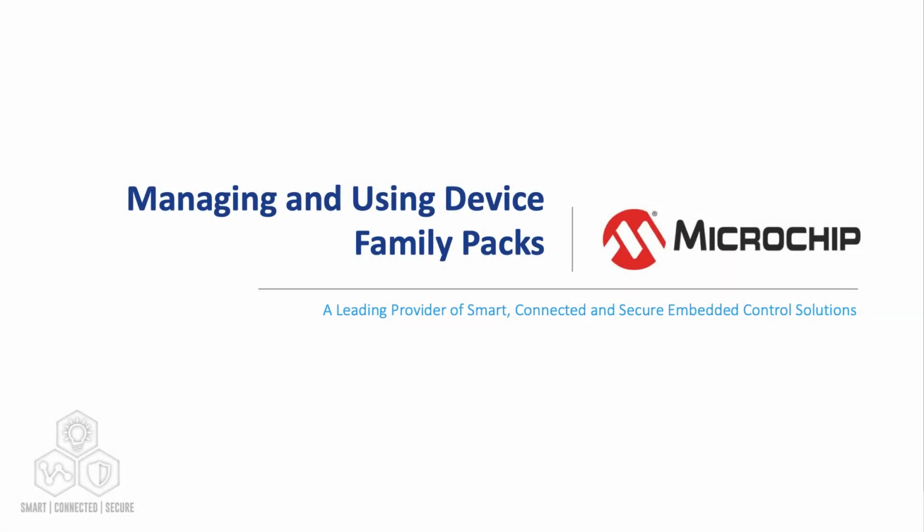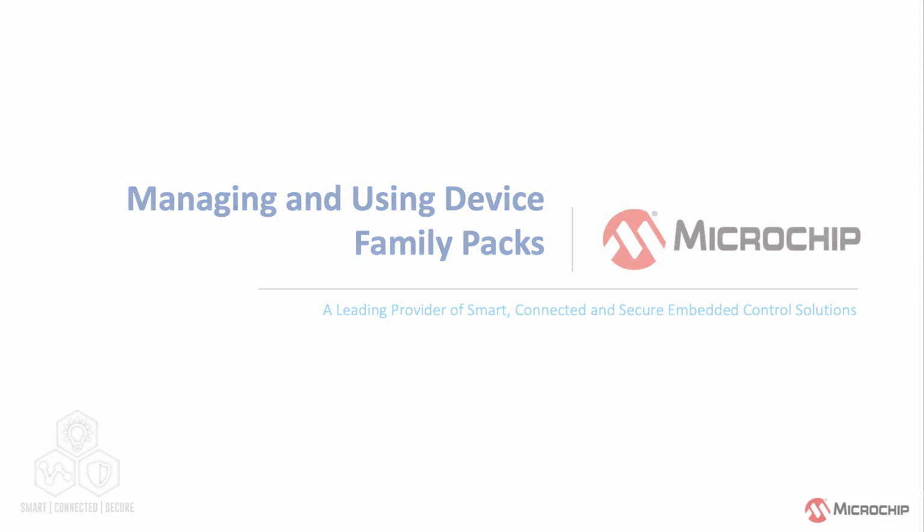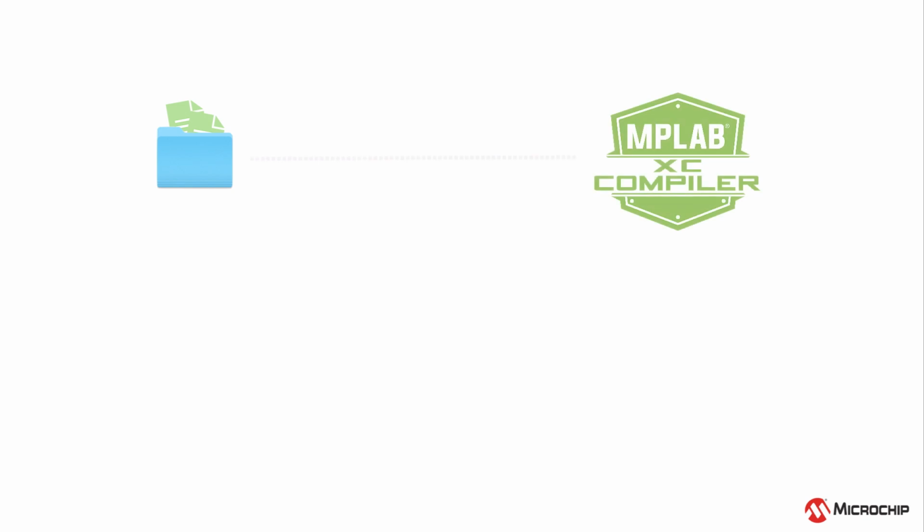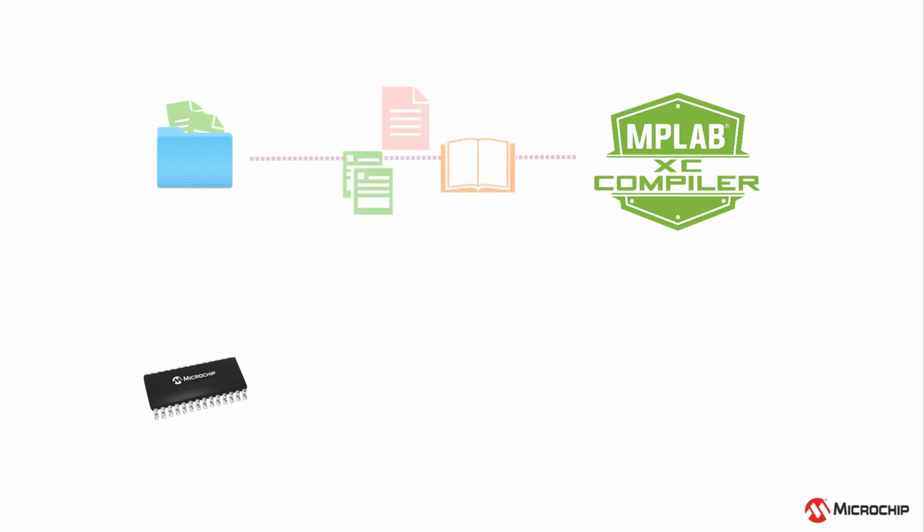This video looks at how device support is provided to projects built in a Microchip IDE or on the command line. When you build a project, your MPLAB XC compiler needs hardware-specific information for the device the project targets, such as device-specific header files, configuration data, and libraries.